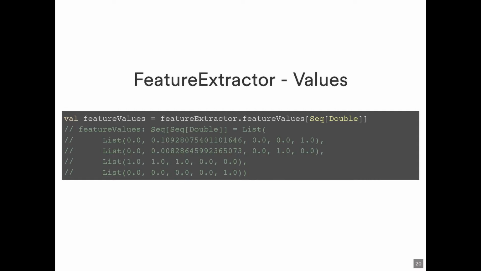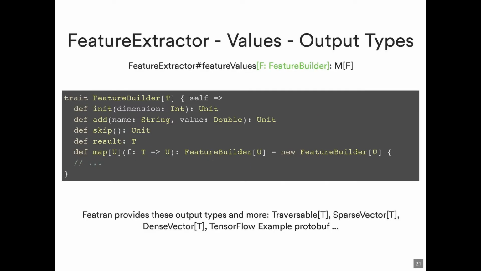So we can move on to the part that's a lot more interesting, which is the feature values. And the way to get those is you call feature values, but you can also pass it a type, and you'll get back the type that you specified. So a sequence of doubles, if you ask for a sequence of doubles, you can pass in arrays and many others.